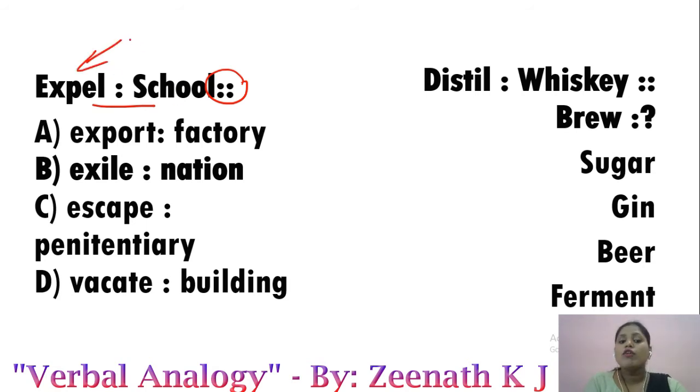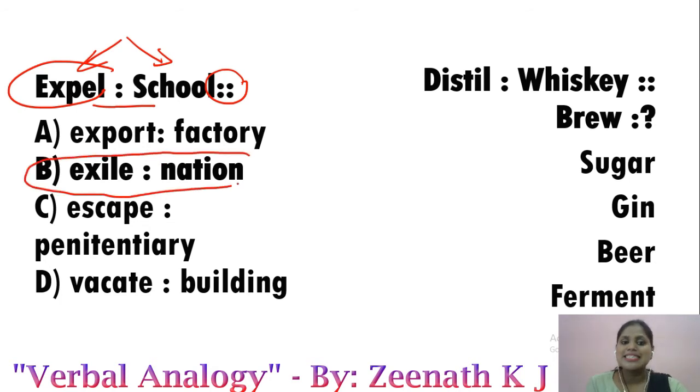When you're thrown out of a school, it's actually called expel. She was expelled from the school. I was expelled from college. Okay, so when you're thrown out of a school, which is a kind of institution, definitely it's called expelled. Likewise, the answer to this question definitely has to be exile is to nation, because when you're thrown out of the nation, it's actually called exile. So the answer has to be option B.